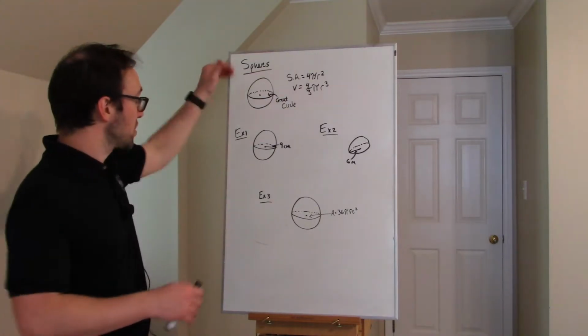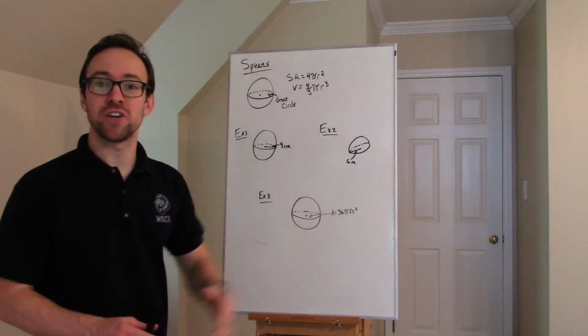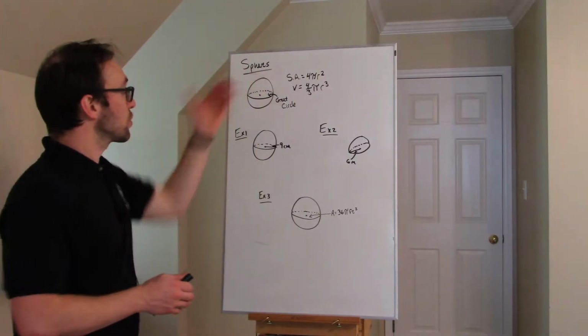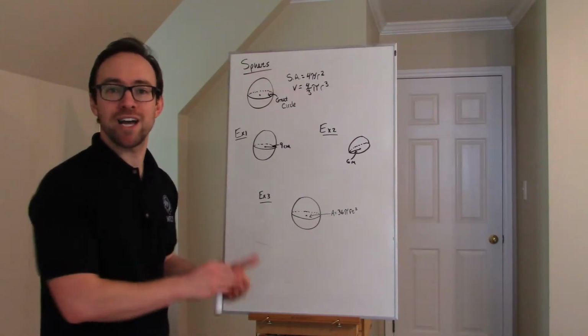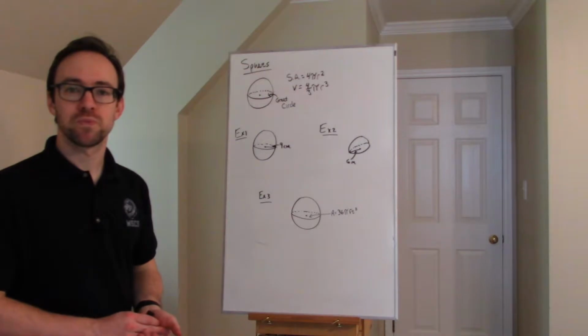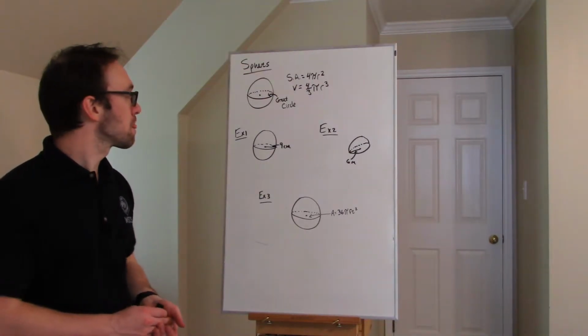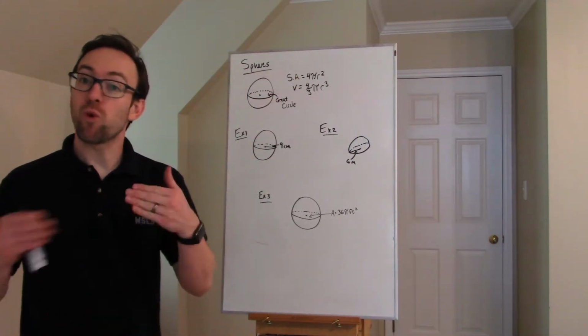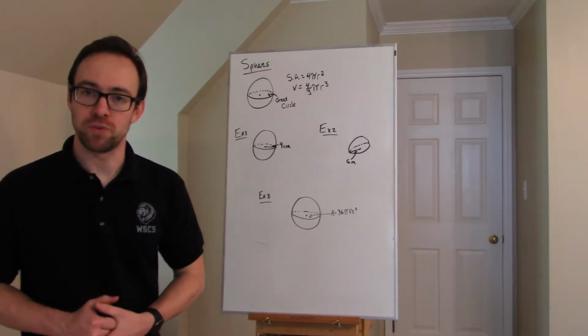So for each sphere or hemisphere that you see this week, the surface area is going to be 4 pi r squared. And then the volume is going to be 4 over 3 pi r cubed.